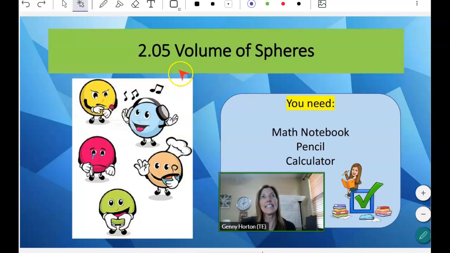All right, today's lesson 2.05, volume of spheres. You'll need your math notebook, pencil, calculator. Same story, different day. Please make sure you are taking notes and working out the problems as we go through this.